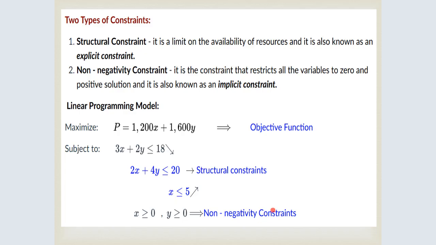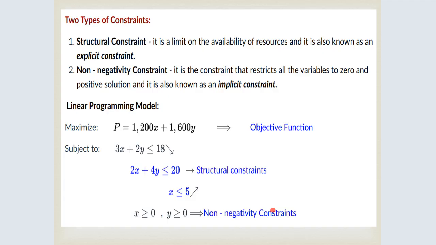So there are two types of constraint. The structural constraint is the limit on the availability of resources, and it is also known as the explicit constraint. Then we have the non-negativity constraint. It is the constraint that restricts all the variables to zero and possible positive solutions, and it's also known as the implicit constraint.